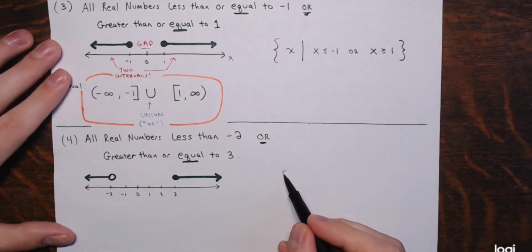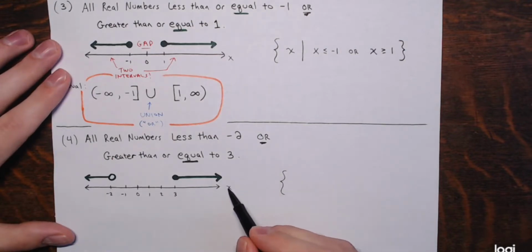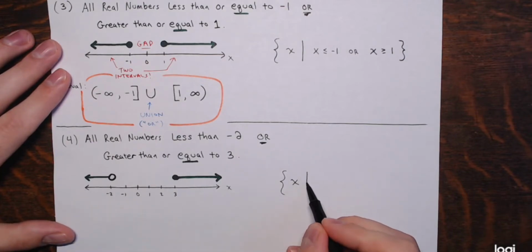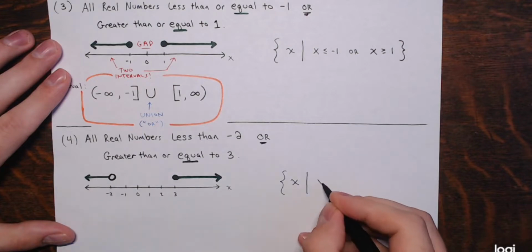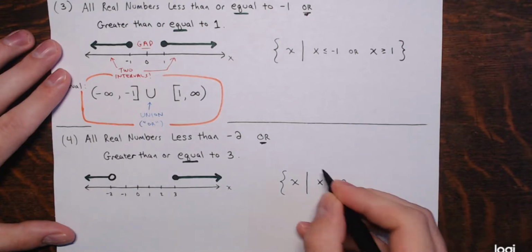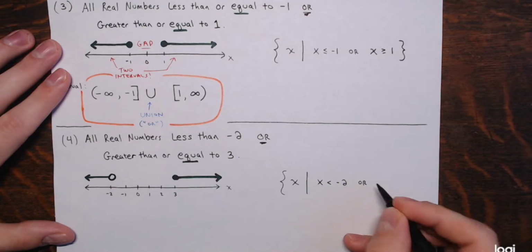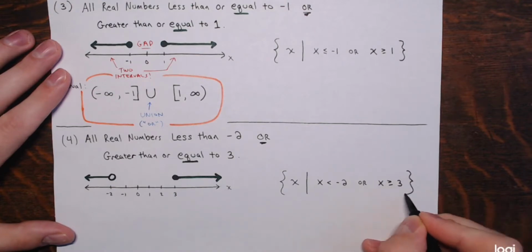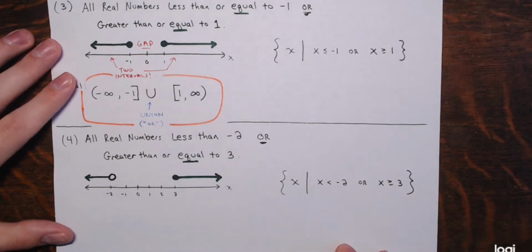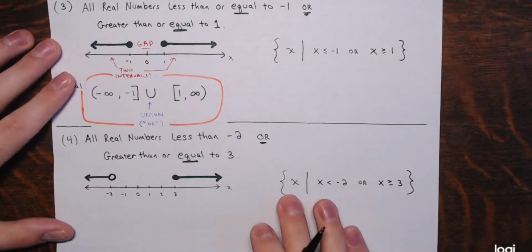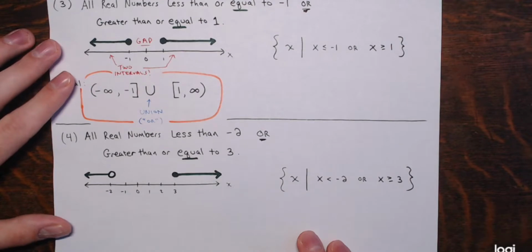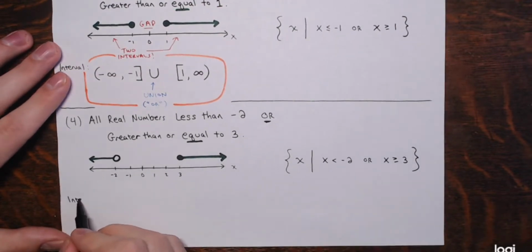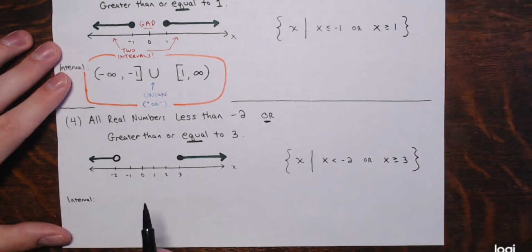Now in set builder notation, once again, if I call these numbers x, this is the set of all x such that x is less than -2 or x is greater than or equal to 3. Writing that compound inequality with the word or. And there's set builder notation for this same set of numbers. And then finally, what they're asking us for is the interval.